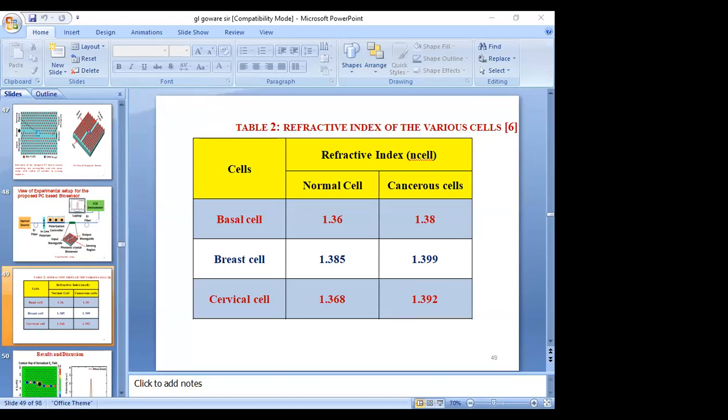The question is whether any national or international projects are going on in the field of photonics. In India, there are a few universities where this work is going on, but that too is only simulation. We don't have any facility for experimental work.